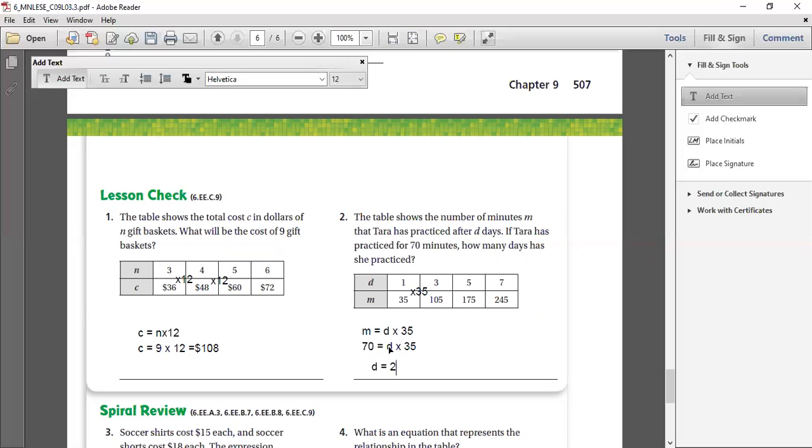Because 2 multiplied by 35 is going to give you 70. So she has practiced for 2 days, which is equal to 70 minutes. So these are your homework questions. I hope most of you would have got everything right.